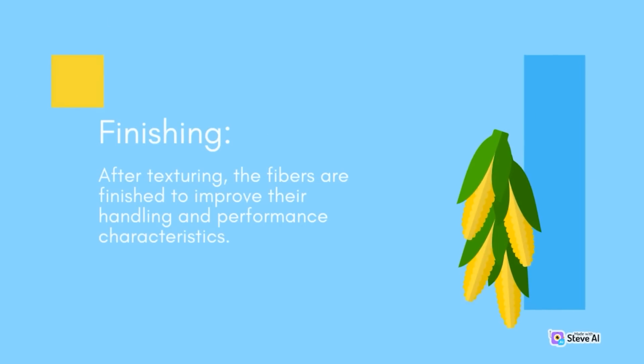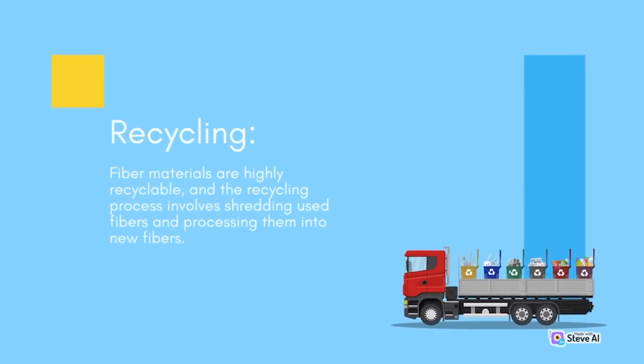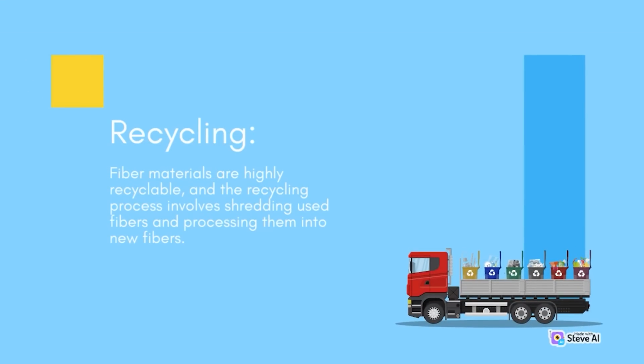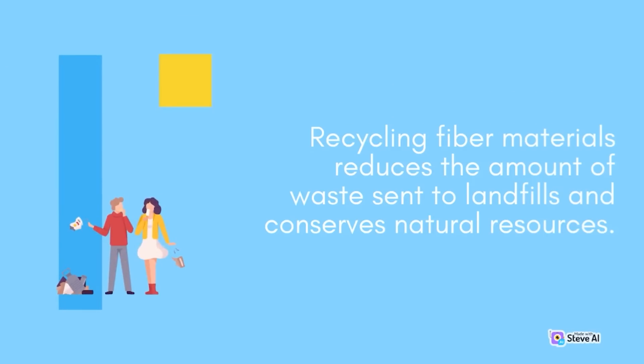Finishing. After texturing, the fibers are finished to improve their handling and performance characteristics. Finishing can involve various processes, including sizing, lubrication, and heat setting. Recycling. Fiber materials are highly recyclable, and the recycling process involves shredding used fibers and processing them into new fibers. Recycling fiber materials reduces the amount of waste sent to landfills and conserves natural resources.